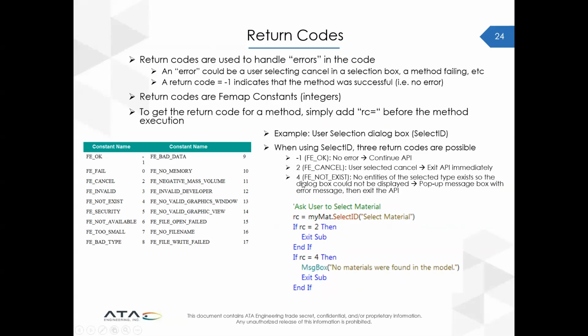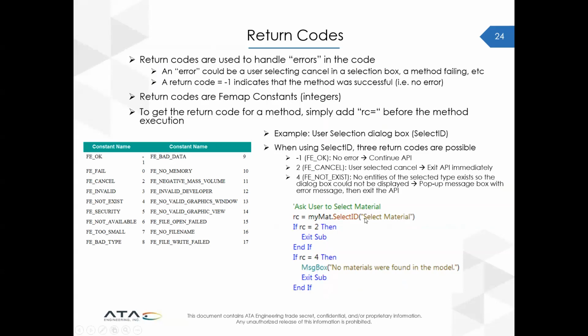If our return code equals 4, that means that nothing exists. So in this case, we're trying to select a material. If there are no materials in the model, it will give us a return code of 4. So in this case, you might want to pop up a message to the user saying, hey, you tried to run this, but there weren't any materials. So if RC equals 4, then we pop up a message box, no materials found in the model, and then again, immediately exit. You don't want to try to keep running the code without any materials selected because it probably won't work. So that's one way you can handle what happens within codes using the return code feature.